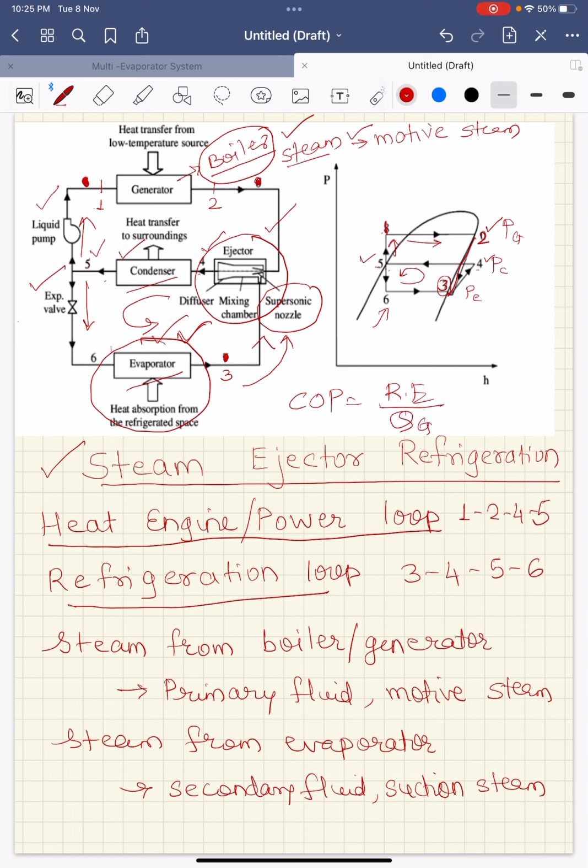This is an interesting technology called the steam ejector refrigeration technology.